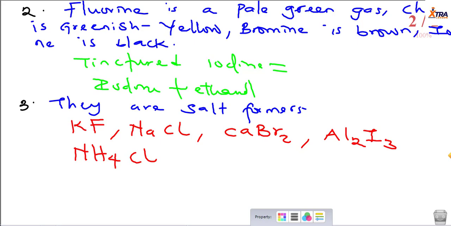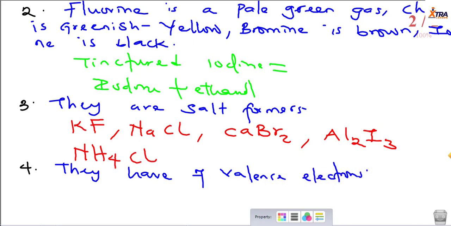So they are called salt formers because in most salts, group 7 elements are present. And that's what you've seen here. Okay, what other chemical properties do they have? What about the outermost electrons? They have 7 valence electrons.